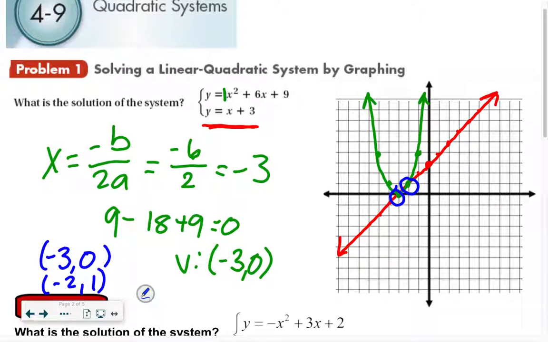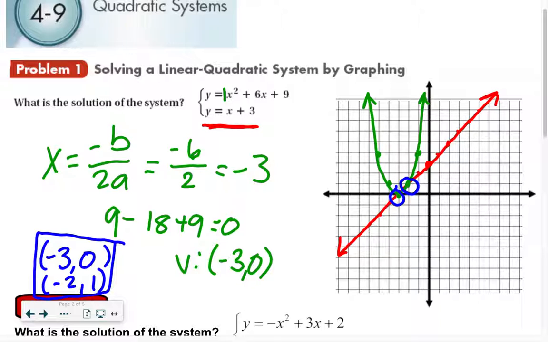Plug them in. They have to work in both, okay? So if I plug, let's do this one first, negative 3 in, I get 0. If I plug negative 2 in, negative 2 plus 3 is 1. So the bottom equation works for both of them. What about the top? If I plug negative 3 in here, well, that's what we did. We already know we get 0, right? If I plug negative 2 in, 4 minus 12 plus 9, does that give me 1? Yeah. So these are our solutions. Negative 3, 0 and negative 2, 1.